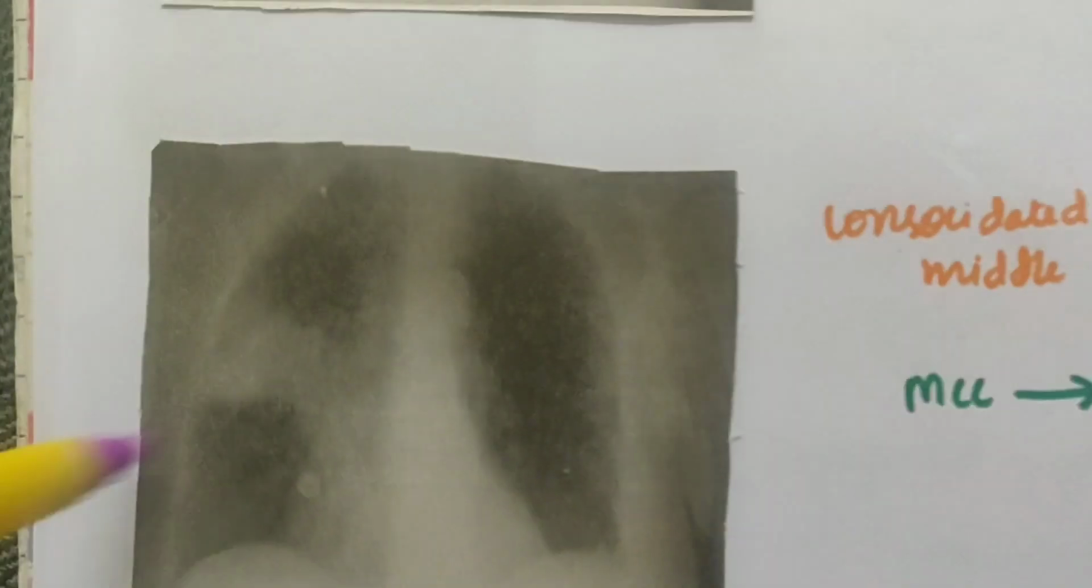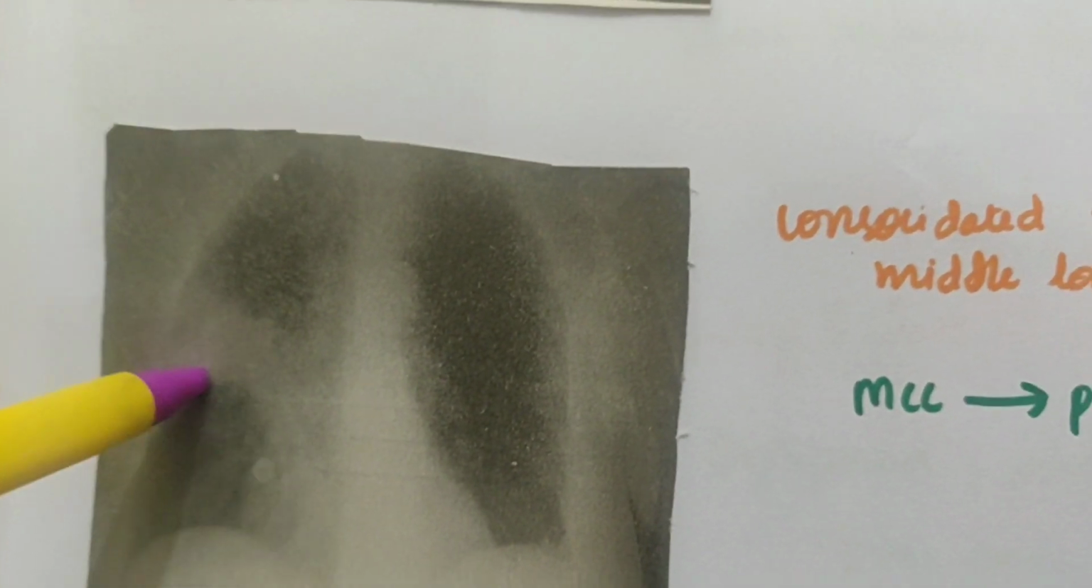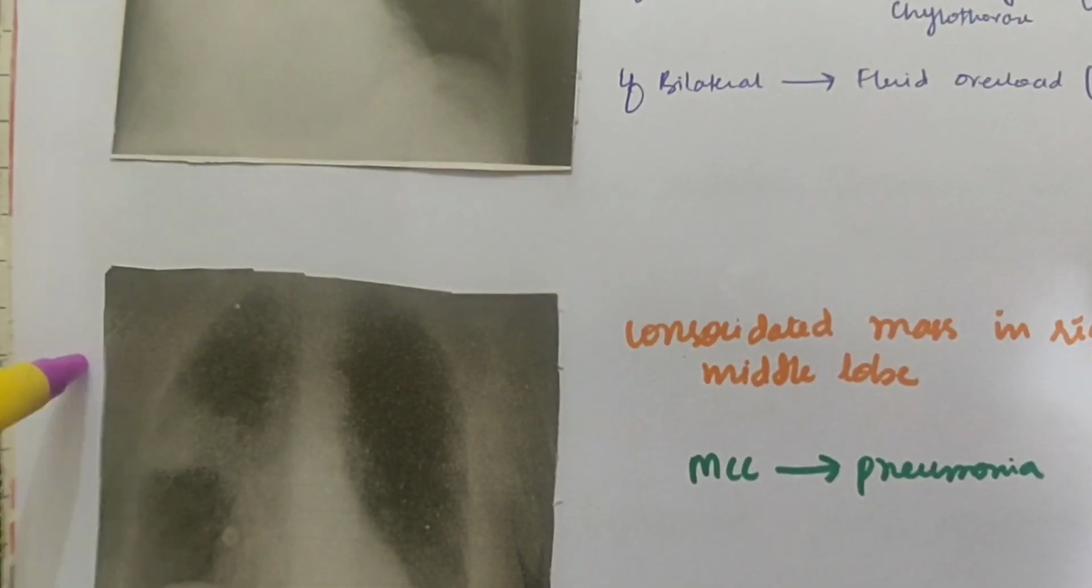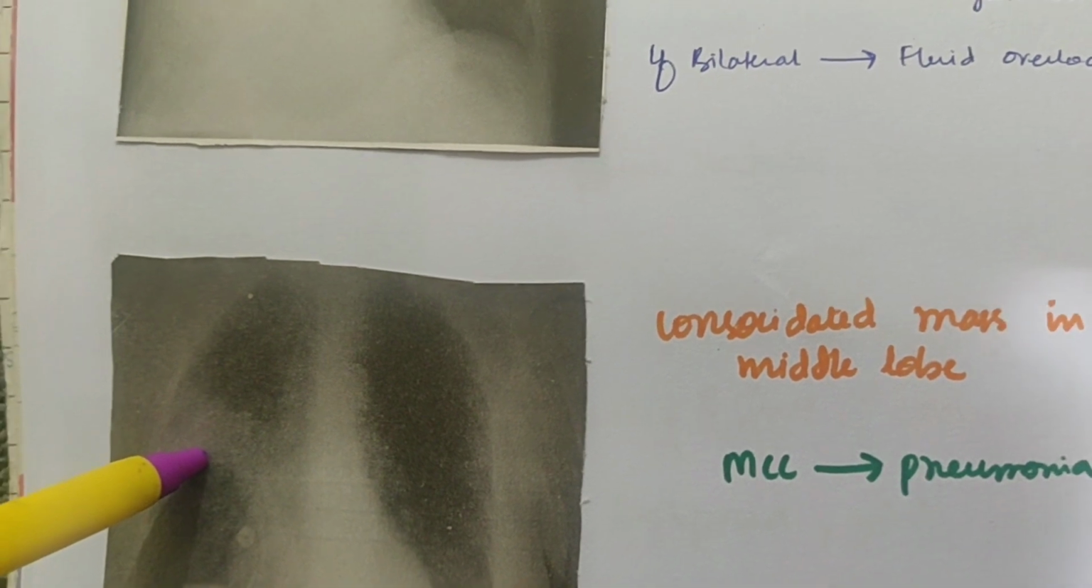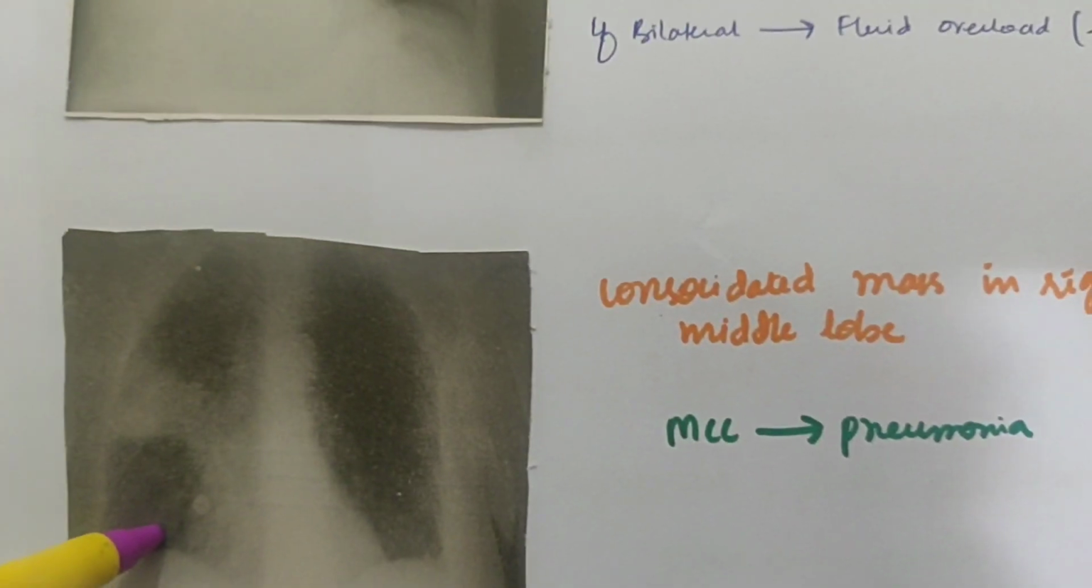What is this? Very simple but very important. This is a consolidated mass in the right middle lobe. And what is the most common cause of lobar consolidation? Pneumonia, right? Good.